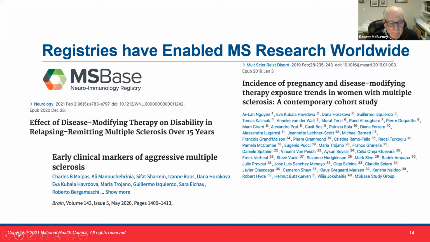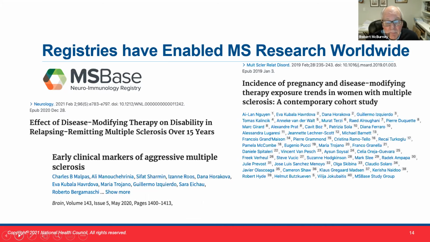And there was a wonderful paper published last year. And I've gone from showing none of the authors to just a small number of the authors in the second one. But for the third example here, which is to do with the incidence of pregnancy and disease-modifying therapy exposure and what the trends are, I've shown both the title of the paper and all of the authors. And if you look extremely closely, you'll see that there are 40 different identifications of where those authors came from. And so this is also what a registry can do.